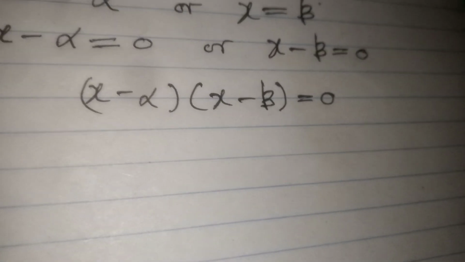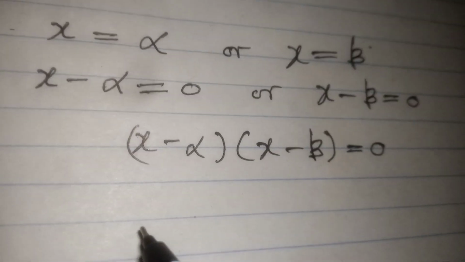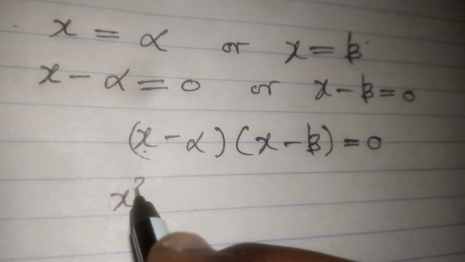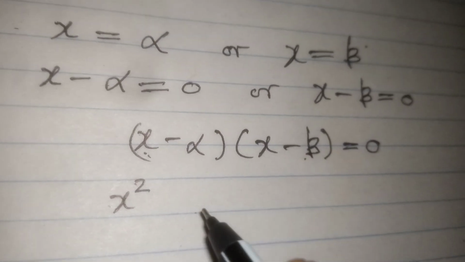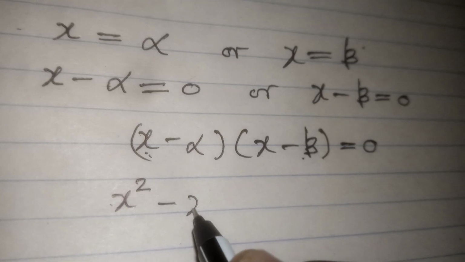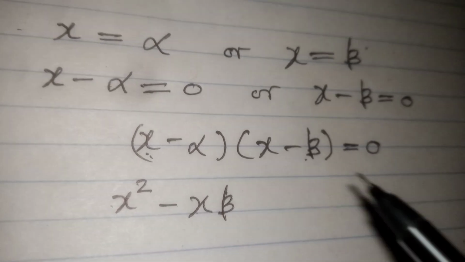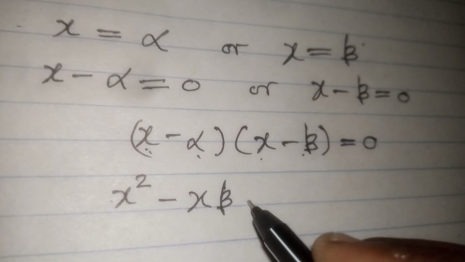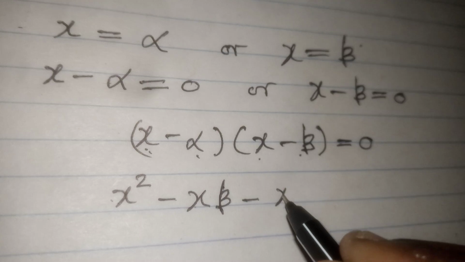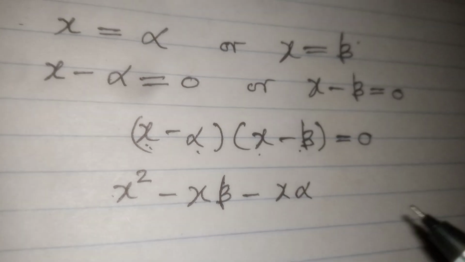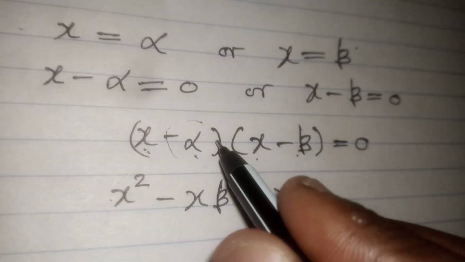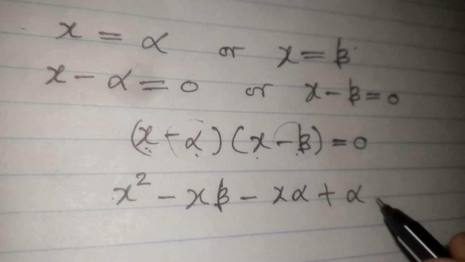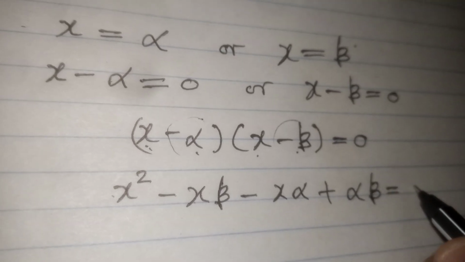Now let us expand. If we expand here, we get x times x, we get x square. x times minus beta, we get minus x beta. Minus alpha times x, we get minus alpha x. Minus alpha times minus beta, we get alpha beta, which is equal to 0.